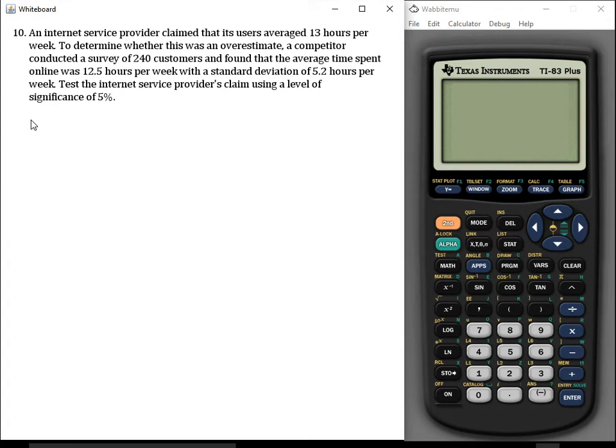Okay, so we first need to decide on the null and alternative hypotheses. The original claim is that the users average 13 hours per week. So let me write that out. This is going to be a null hypothesis. We don't always see the claim being the null hypothesis, but it can happen if you're testing that your mean is equal to something, or your proportion is equal to something, or whatever your test is. I'm going to go ahead and mark that as my claim. And then the alternative hypothesis is going to be that mu is not equal to 13. So let me enter that.